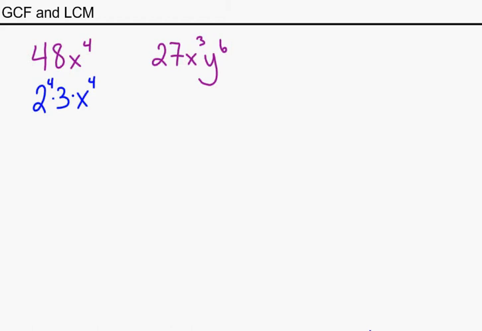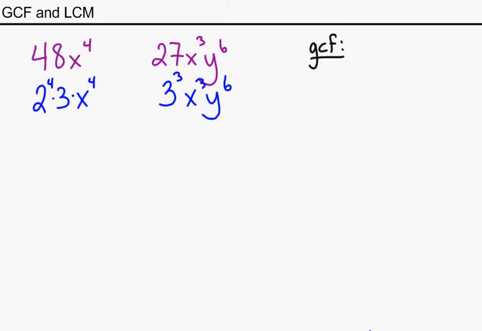I do the same process for 27 and find out it's 3 to the 3rd and x to the 3rd, y to the 6th. This form in blue here is much more usable because now I can see all the pieces that are inside of these composite numbers. So before I do anything with GCF LCM, I need to remember how to find each of them.